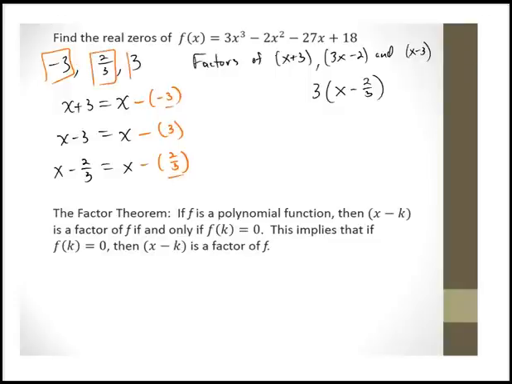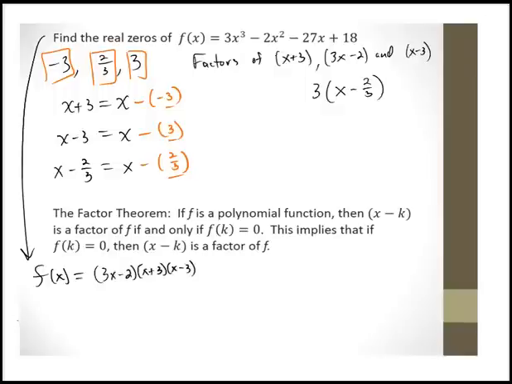2/3, 3. If we look at those factors, there is this relationship between the factors and the x-intercepts, and it works every single time. And we call this the factor theorem. If f is a polynomial function, then x minus k is a factor of f if and only if f of k equals 0. And we can look at this. Notice that we had the function f of x as 3x minus 2 by x plus 3 by x minus 3.